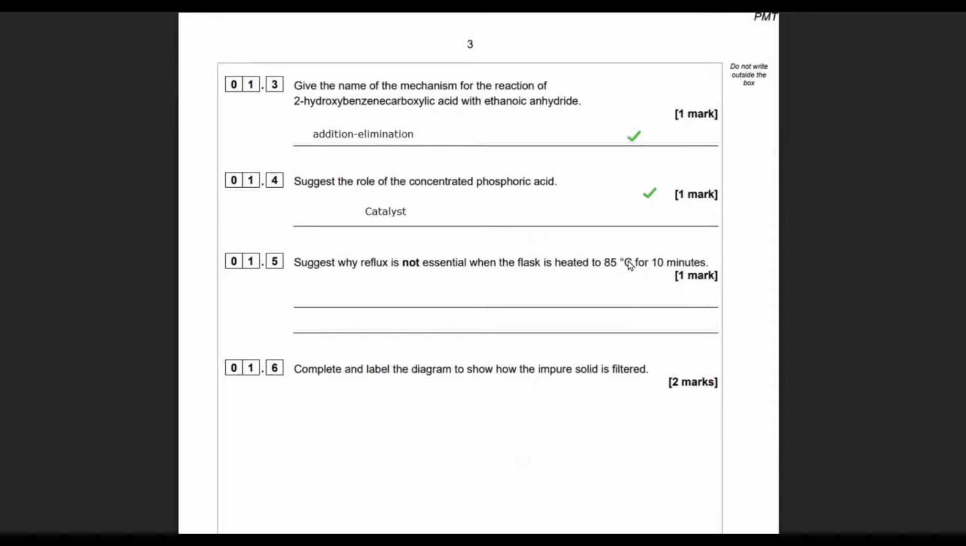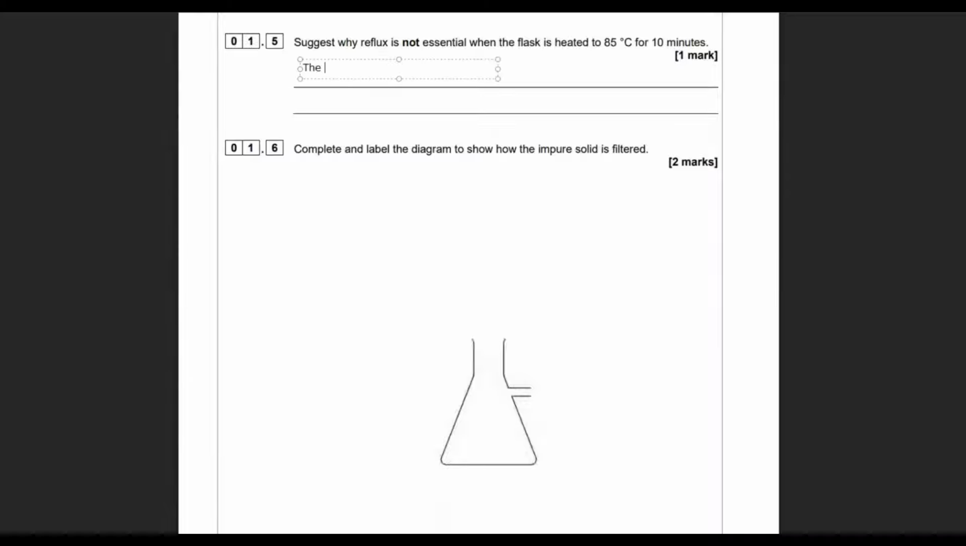Right, suggest why reflux is not essential when the flask is heated to 85 for 10 minutes. The reason for this is that the boiling points of the reagents and the products are above 85 degrees. I think aspirin's like 88, or it might be 90 degrees, but it's slightly above 85. So we don't need to worry about doing reflux for this.